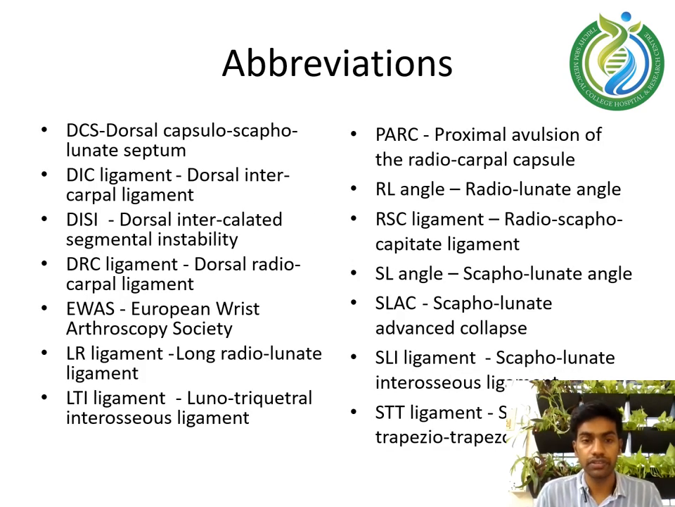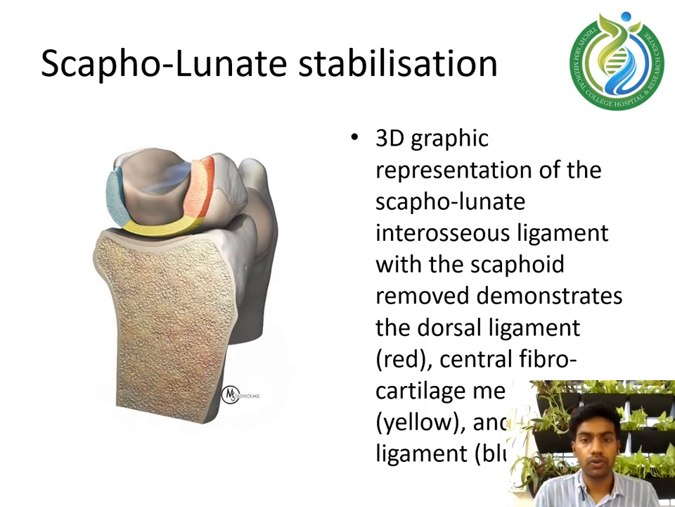Here are some abbreviations we are going to discuss. Scapho-lunate stabilization. From the left side, it is a 3D graphic representation of the scapho-lunate interosseous ligament with the scaphoid removed, demonstrating the dorsal ligament in red, the central fibrocartilage membrane in yellow, and the volar ligament in blue.